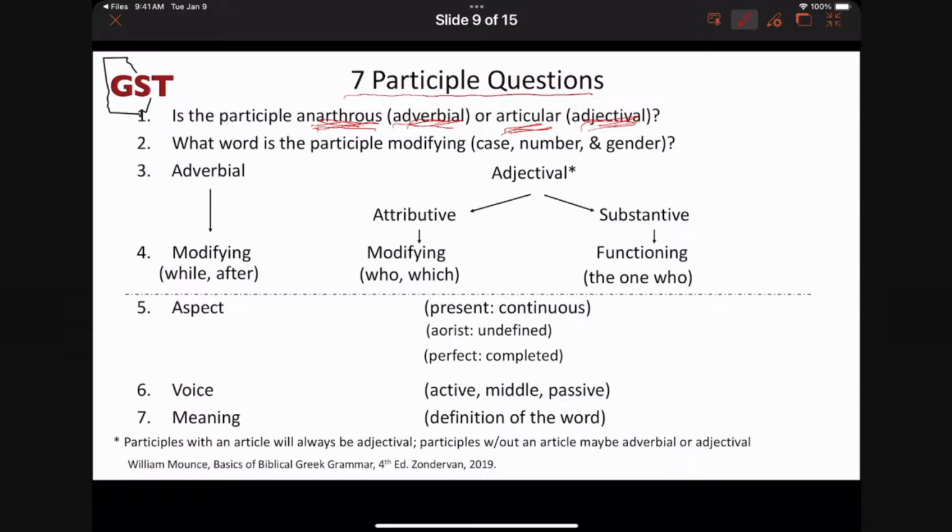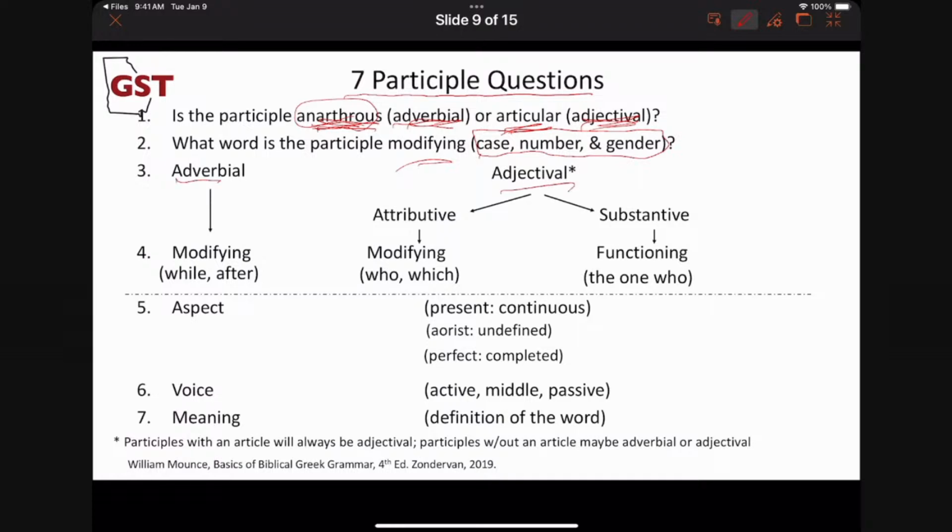Second question is, what word is the participle modifying? You need to find the word it's modifying. If it's modifying a noun, it will agree in case, number, and gender. If it's functioning adverbially, a verb doesn't have case, number, and gender, so it's not going to agree in case, number, and gender, but it's going to be obvious because it is anarthrous. Okay? All right, then third, so you determine it's adverbial or adjectival.